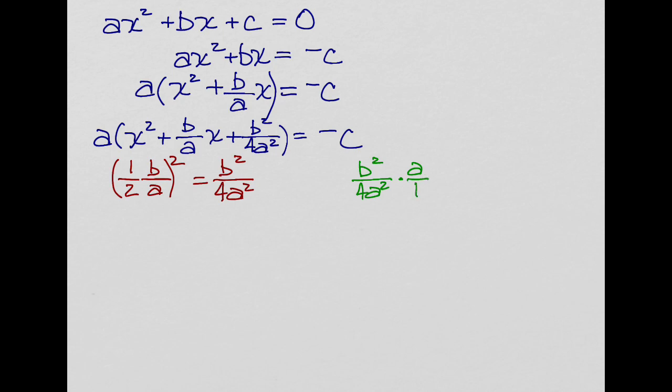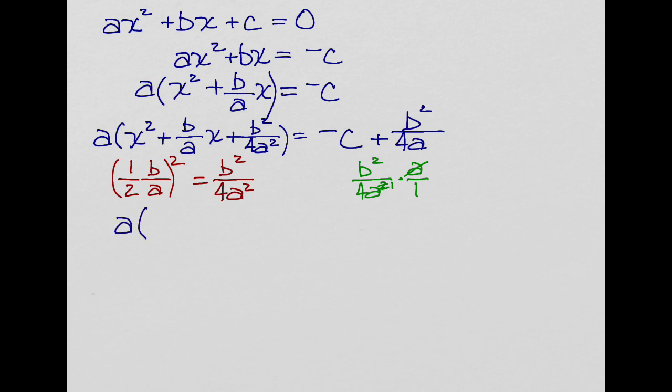Put it over 1 if you want. I'm going to simplify that before I add it on the right. I can divide an a out of the top and one of the a's out of the bottom. So that's... I'm adding b squared over just 4a.